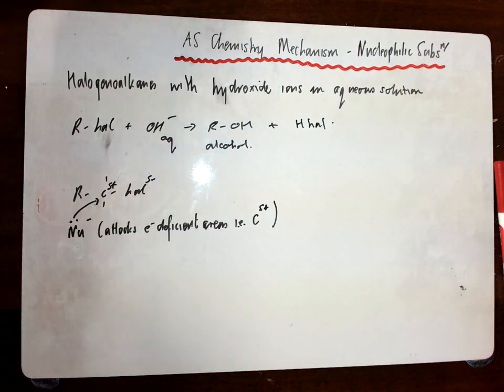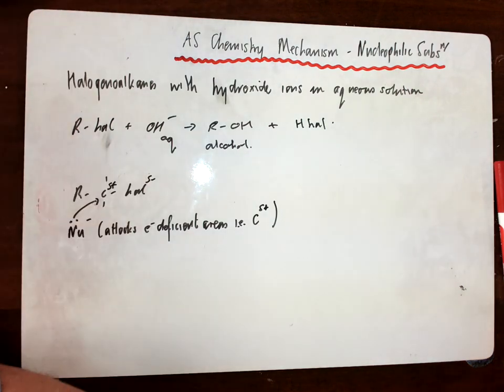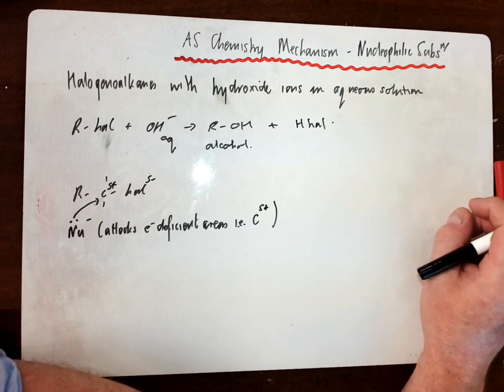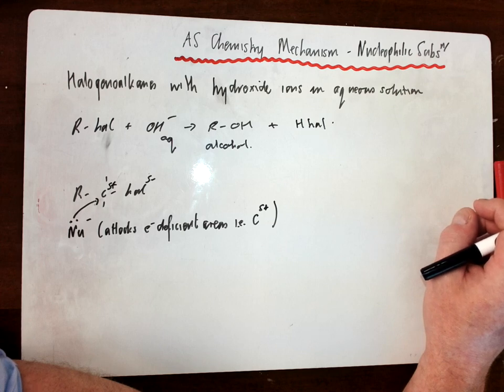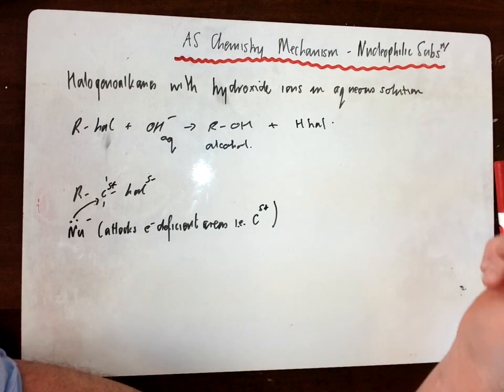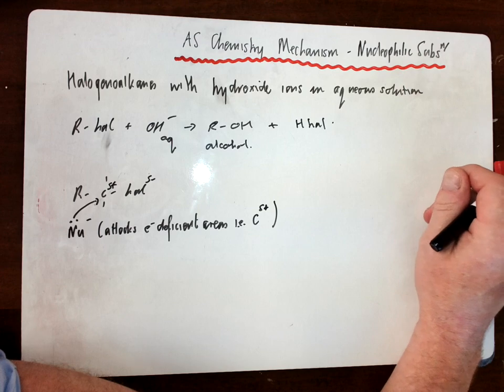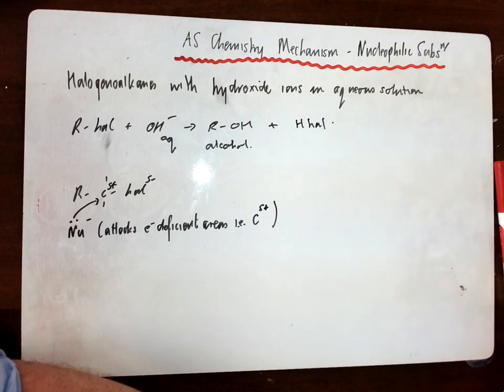Okay guys, we're going to have a look at the last video in the AS Chemistry course for mechanisms. All the other videos on AS Chemistry mechanisms are already on the YouTube website. They are the electrophilic addition of a halogen to an alkene, or a hydrogen halide to an alkene, and also the free radical substitution with an alkane.